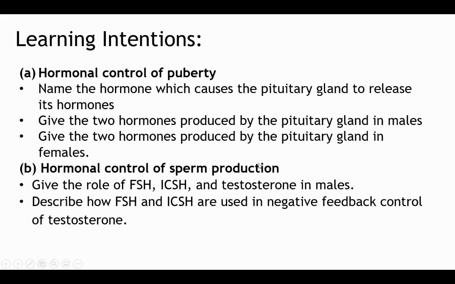In hormonal control of male sperm production, we have FSH stimulating the production of sperm and ICSH stimulating the production of testosterone in the interstitial cells. Testosterone then further aids in sperm production, moves through the blood to the pituitary gland to act as a negative feedback control, switching off FSH and ICSH production while it is high in concentration, and thirdly, it goes to the prostate gland to promote mobility and viability of sperm.